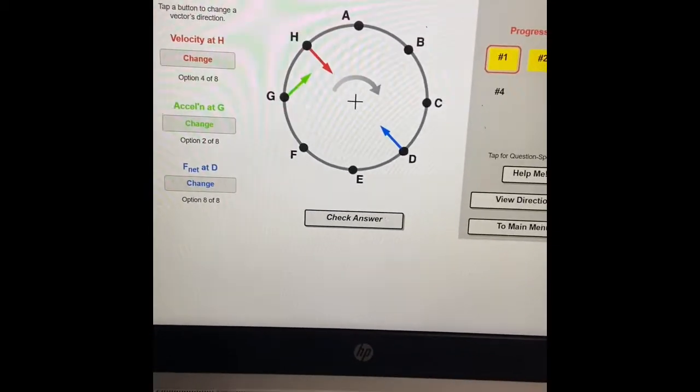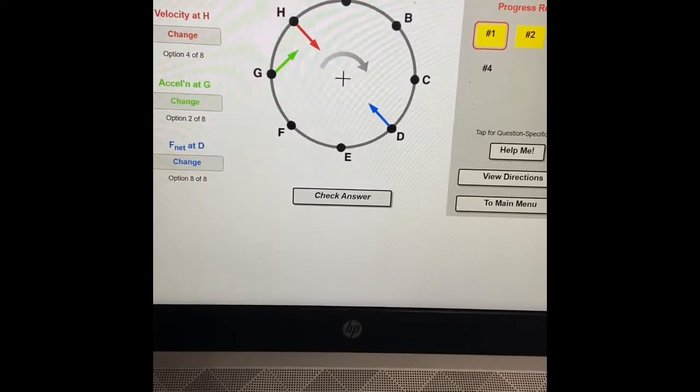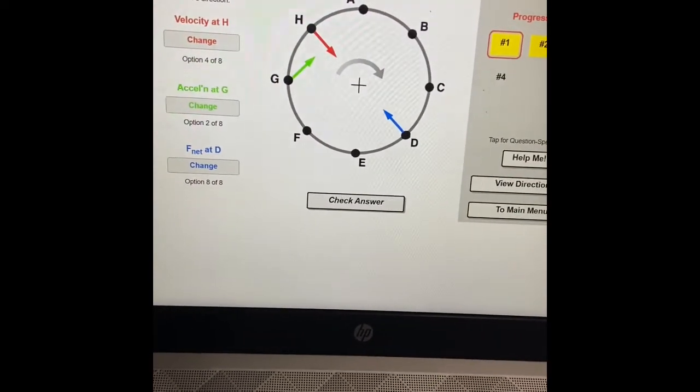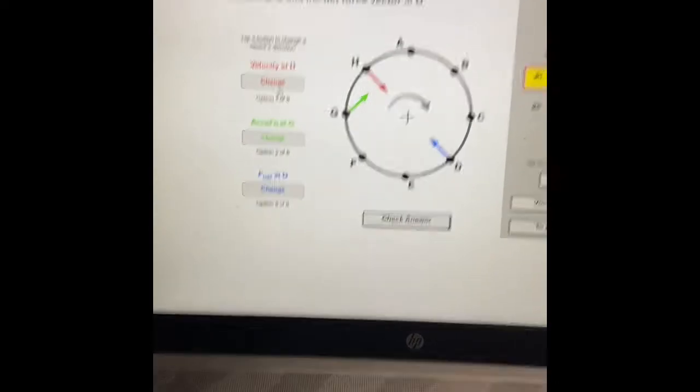An object is moving clockwise around the circle. Identify the direction of the velocity vector at H, the acceleration vector at G, and the net force vector at D. So, let's go for the velocity first.